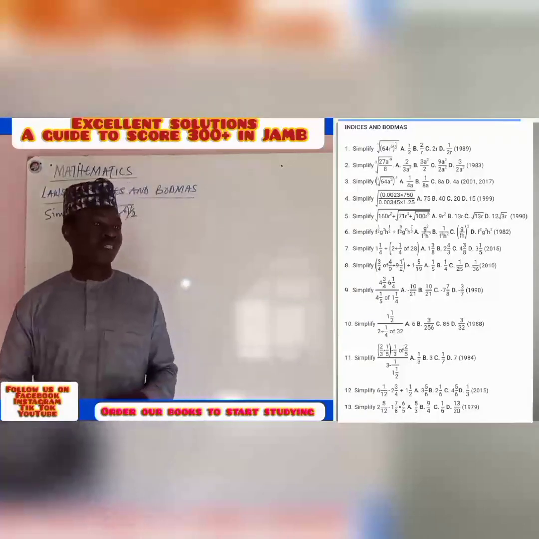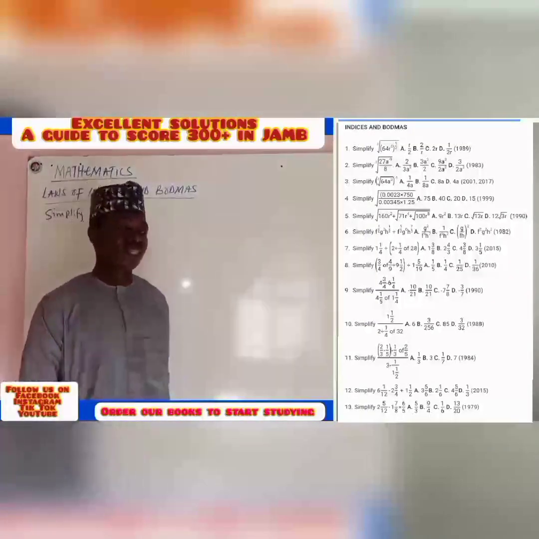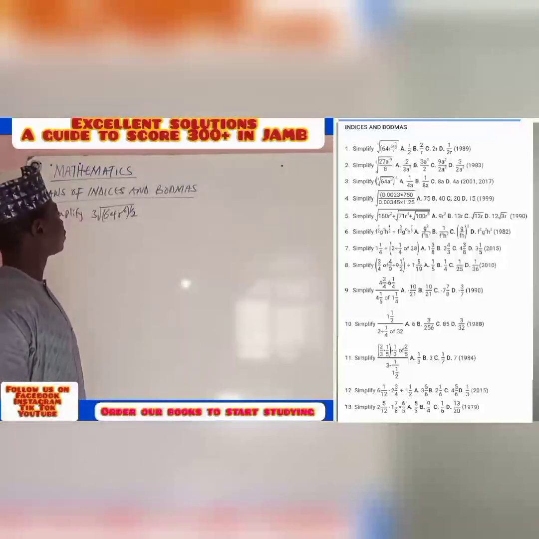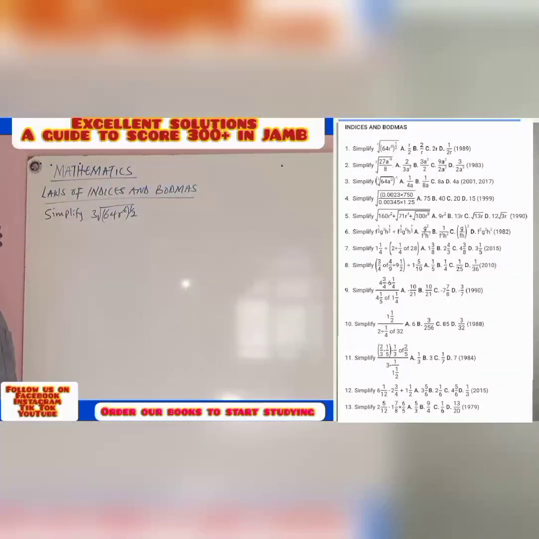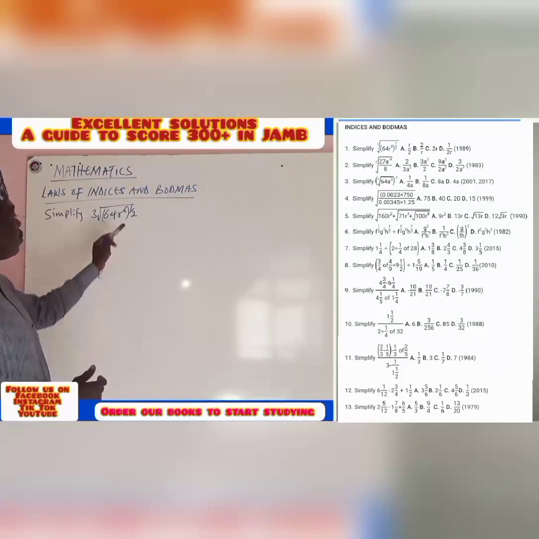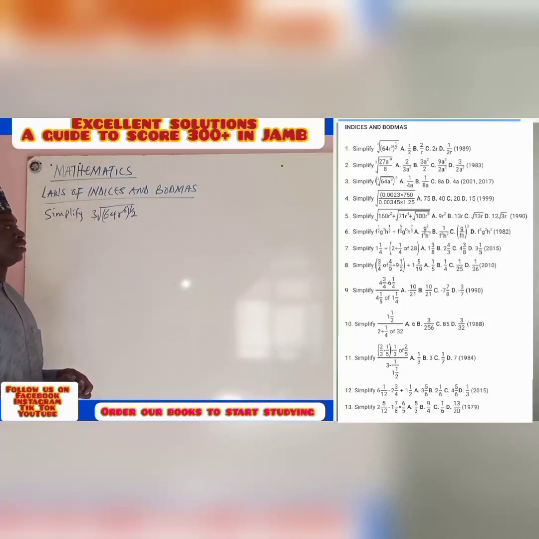Today we are going to be treating mathematics, and our topic is laws of indices and Bodmas. We are going to combine laws of indices and Bodmas based on the questions we have on this side. Question 1 says, simplify 3 times the cube root of (64 r to the power of 6) all to the power 1 over 2. This question was asked in 1989.